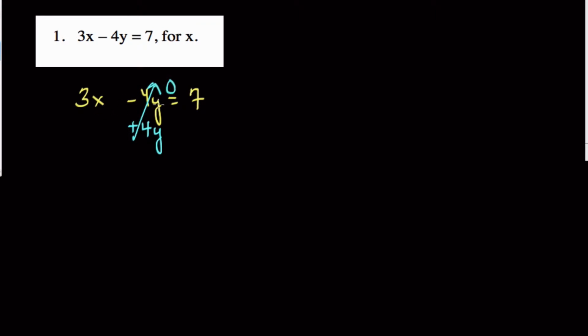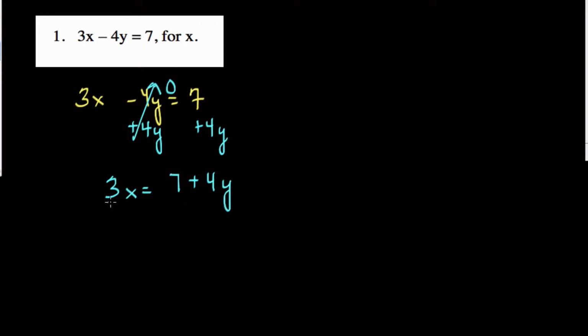So I end up with 3x minus 0, and I don't have to write minus 0 because it doesn't change the value, so it would just be 3x on this side. Since this is equal, in order to keep it equal, if I do one thing to the left side, I have to do the exact same thing to the right side. So I added 4y here. If I add 4y here, I keep these quantities equal. I keep the left side and the right side equal. So I have 3x equals 7 plus 4y.